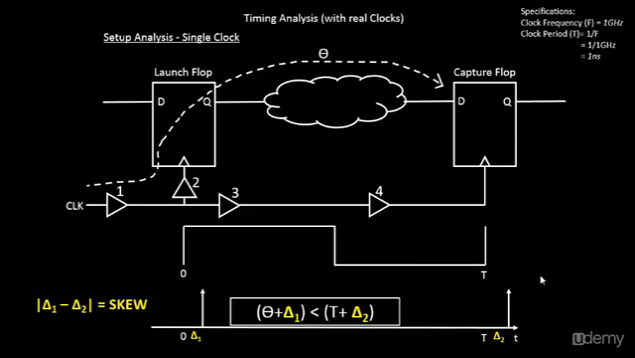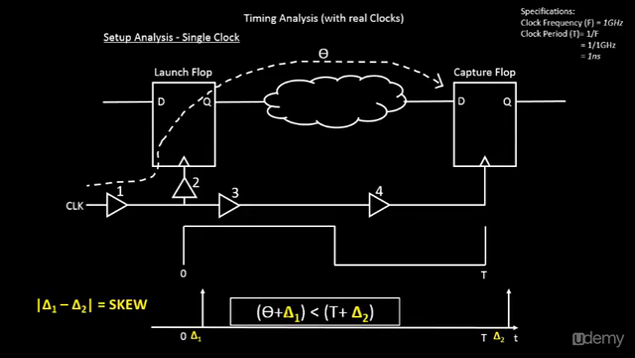Before completing the equation, let us try to find out what is skew. So in this case, the mod of delta 1 minus delta 2 is nothing but the skew, and it is expected to be 0. It is expected to be exactly 0 picoseconds. If this delta 1 is exactly equal to delta 2, then the equation becomes close to the equation that we looked for an ideal clock, that is theta should be less than T.